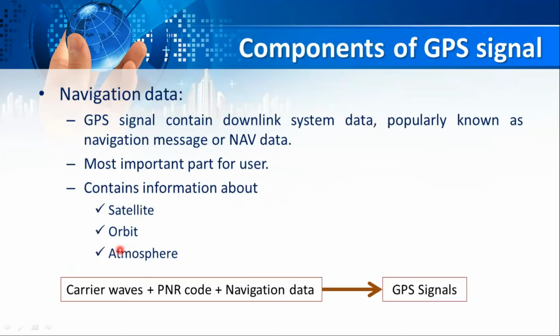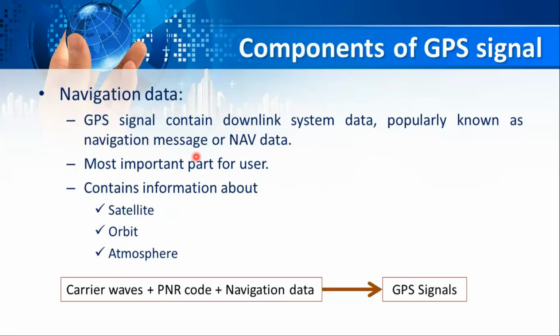Now the navigation data is the most important component of the GPS signal, and the GPS signal contains downlink system data. Those signals contain some data. We call that downlink system data, and it is popularly known as the navigation message or nav data. This is the most important part from the user's perspective, because this is the one we use in our daily life.